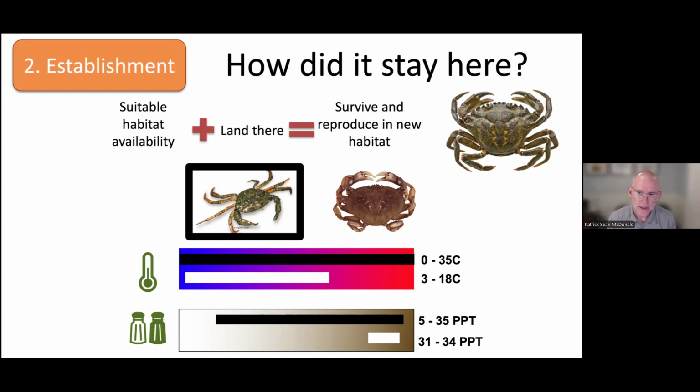Similarly, green crab can survive in near fresh water all the way up to 35 parts per thousand, which is incredibly salty water. That allows them to survive and thrive in such a broad range of habitats that they often can find a niche, even when native species in that area cannot.